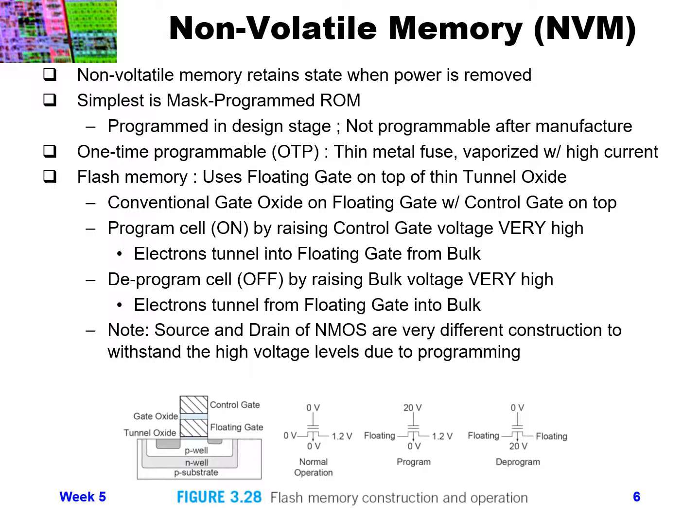So the one thing to note about the flash memory is the source and drain of the NMOS device actually are different. Normally our source and drain of like an NMOS or a PMOS are identical to each other when you're constructing it. But in this case, your source and drain are different voltages because you need to make sure that the drain of the device will withstand the high voltage levels needed by the programming of the floating gate. So just an additional note about how the construction of flash memory happens.